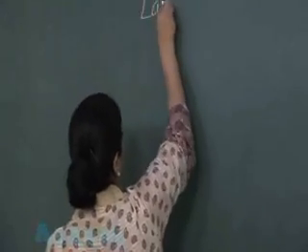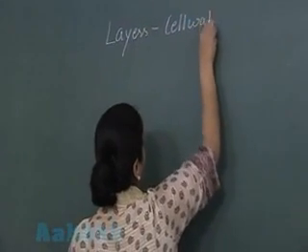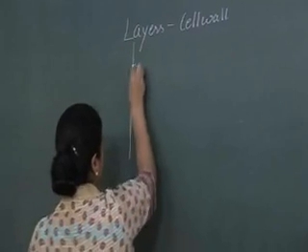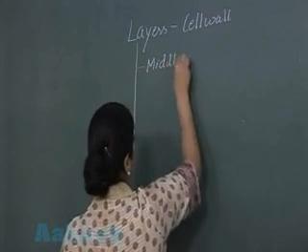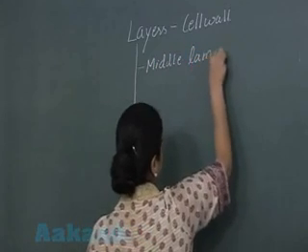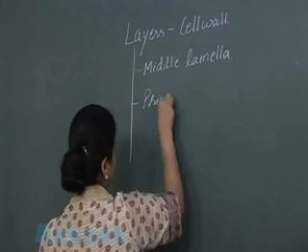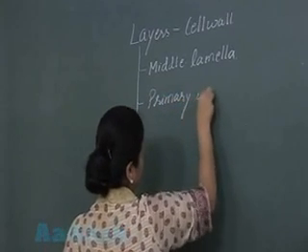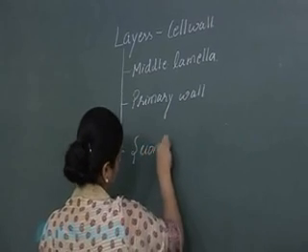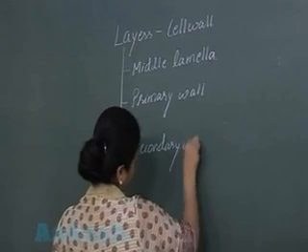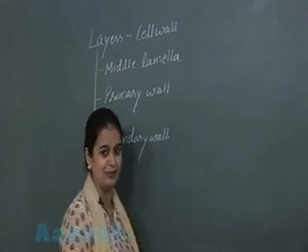So let's start with the layers in the cell wall. The layers present inside the cell wall are the middle lamella, primary wall, and secondary wall.